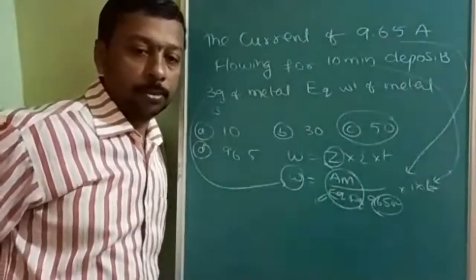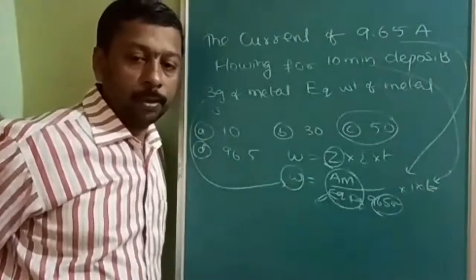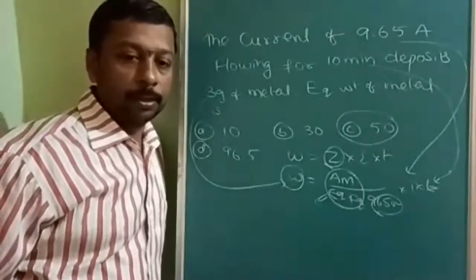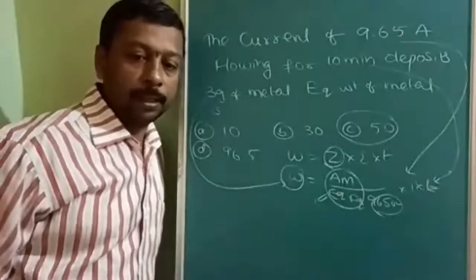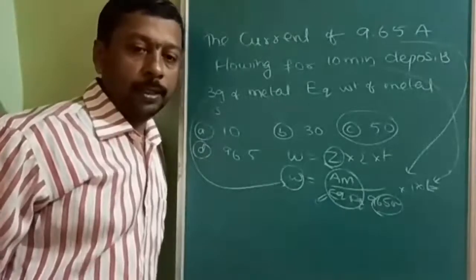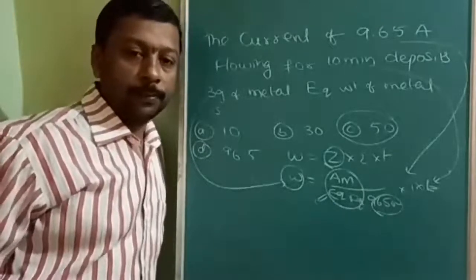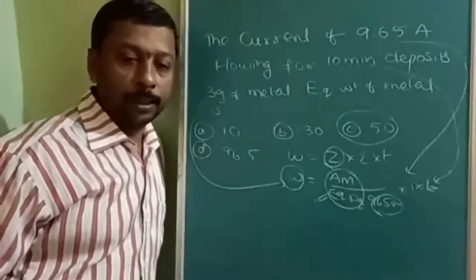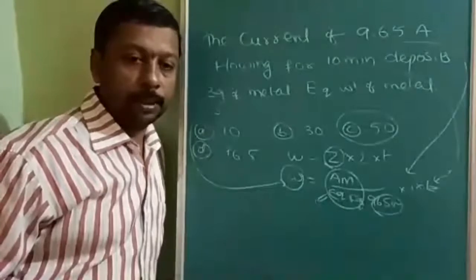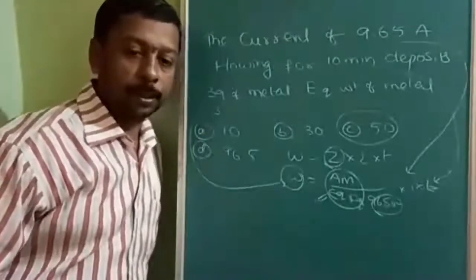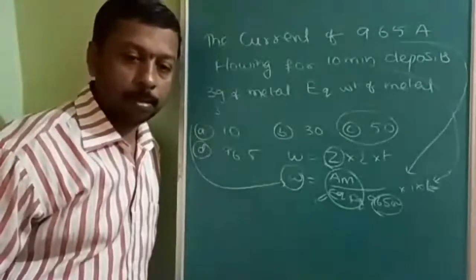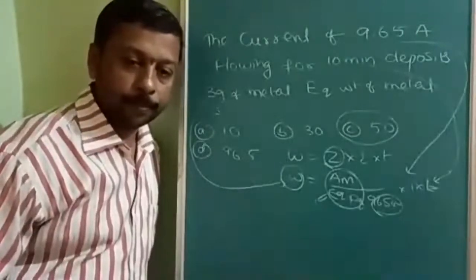Is the process understood, how to do it? Use W is equal to Z I T, but don't substitute the equivalent factor separately, because atomic mass by equivalent factor itself will be the equivalent weight, into I into T. I think all of you did it properly. Everybody is getting 50, or option C. If you are not getting it, that means there is some problem with calculation or process. Is this understood?